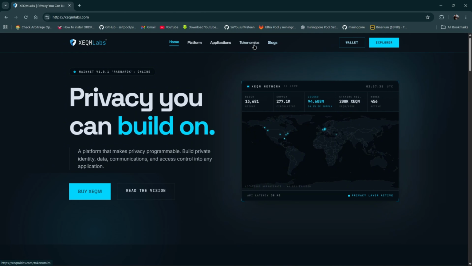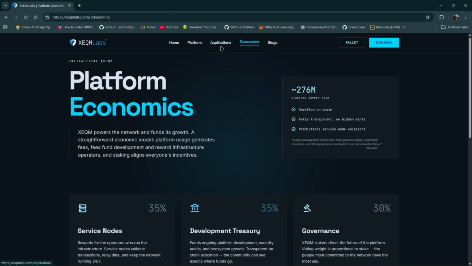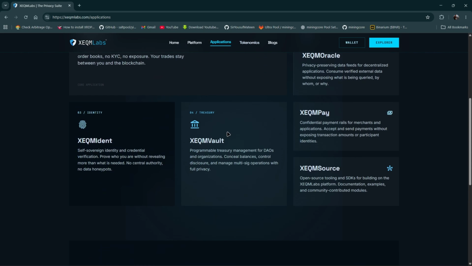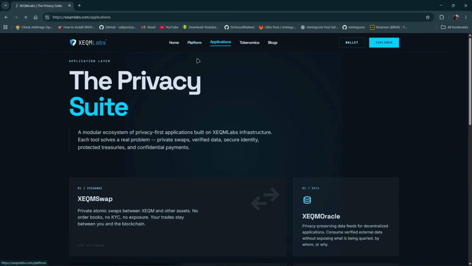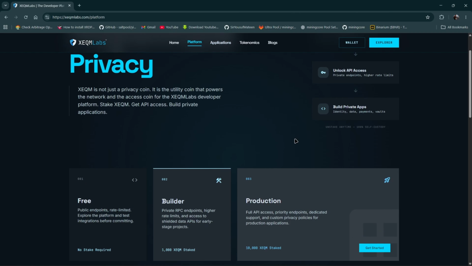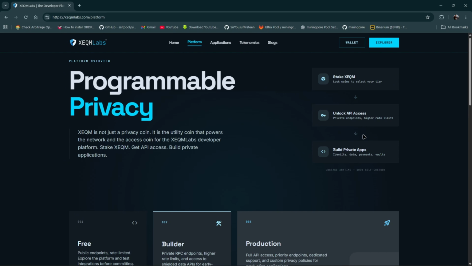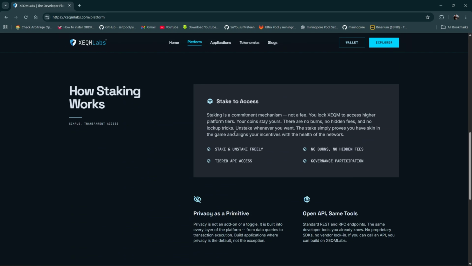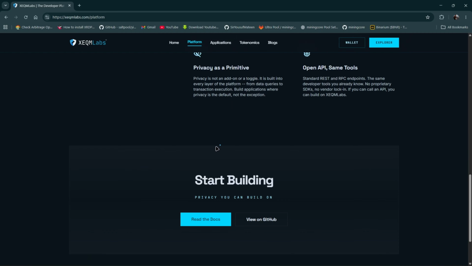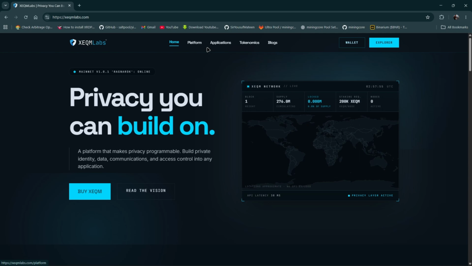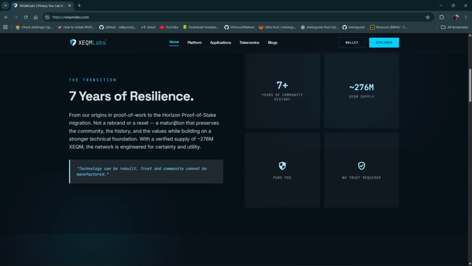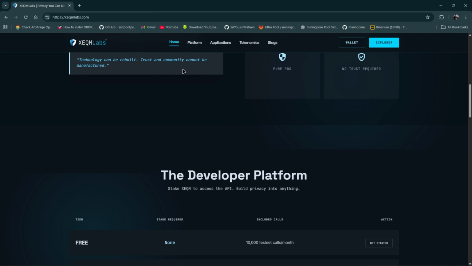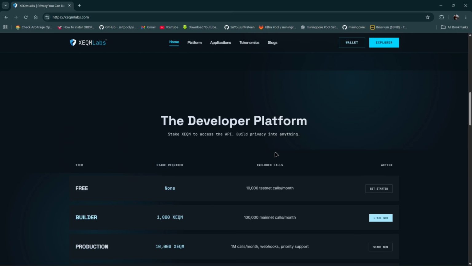Wallet, blocks. Now we have talked about tokenomics and the applications that they provided in the vision. I think platform is pretty much the same: stake, unlock API access, build private apps. Those are also the products that they offer. Now on the home page, we see 7 years of resilience: technology can be rebuilt, trust and community cannot be manufactured. The beautiful line we also talked about in part 1 of the overview.